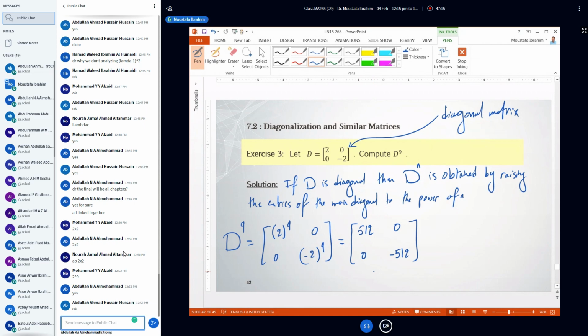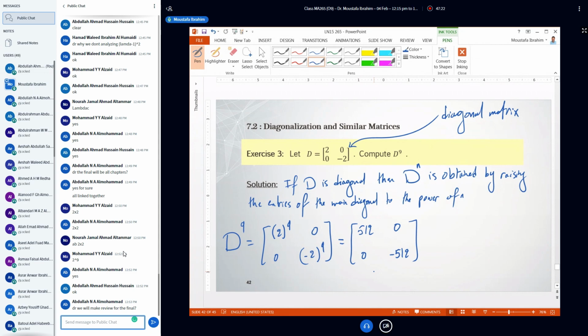Now, what will happen if the matrix is not diagonal? We can still use diagonalization, guys.